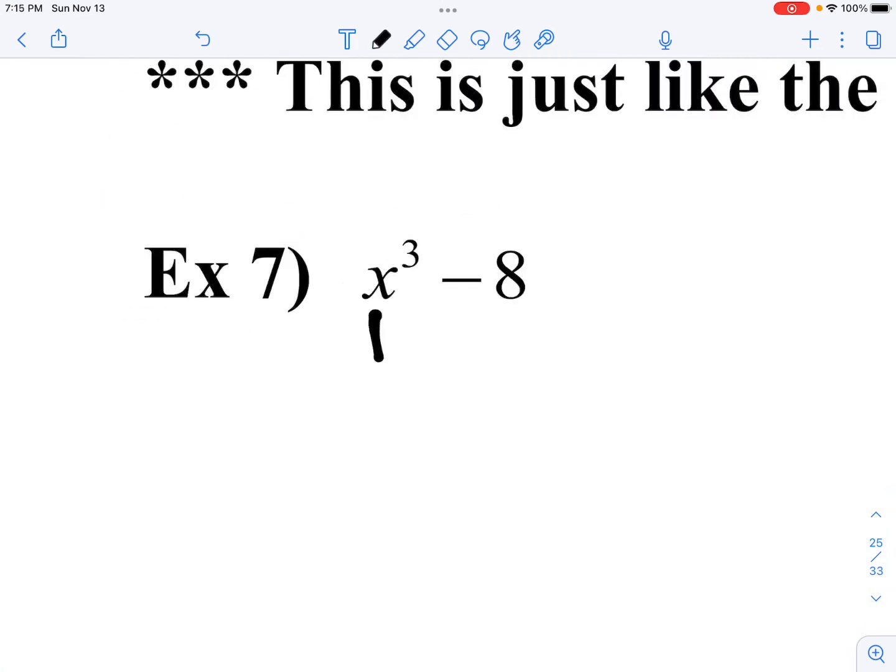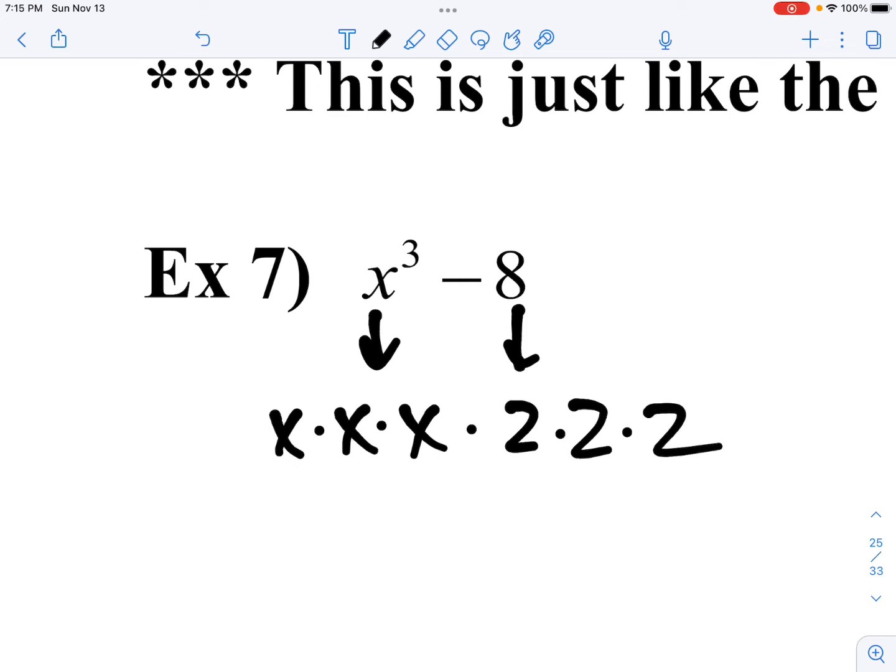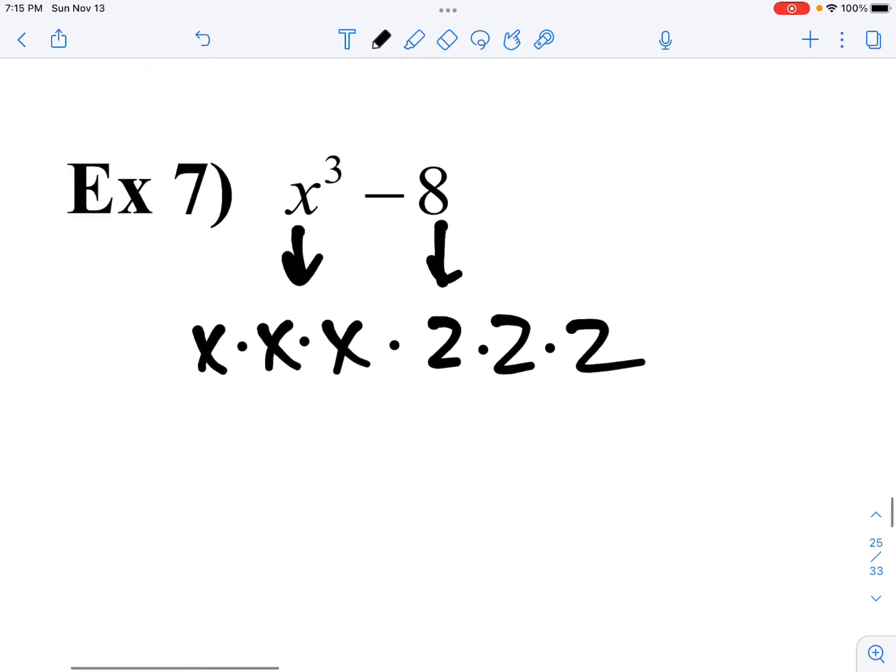I have to first uncube these numbers. X times X times X is how you get X to the third. And then when you uncube 8, you get 2 times 2 times 2. If you're not sure how to uncube 8, just grab a calculator and start trying numbers. 2 times 2 times 2, 3 times 3 times 3, 4 times 4 times 4. You'll figure it out eventually.